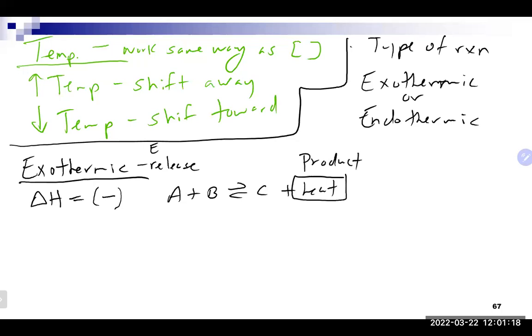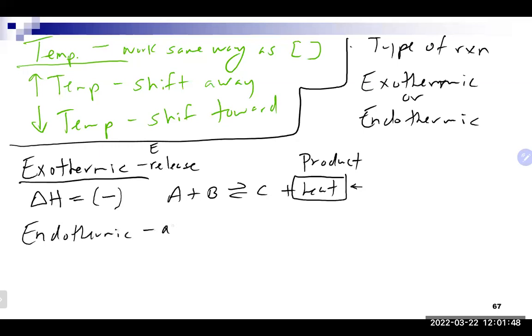So that means if the reaction is exothermic and we increase the temperature, that would be like adding more products, which means it should shift to the left-hand side away from that. And if we decide to put everything on ice in an exothermic reaction, which would be lowering the temperature, it would be like removing a product and it would shift towards that side. Endothermic obviously is sort of the opposite here.